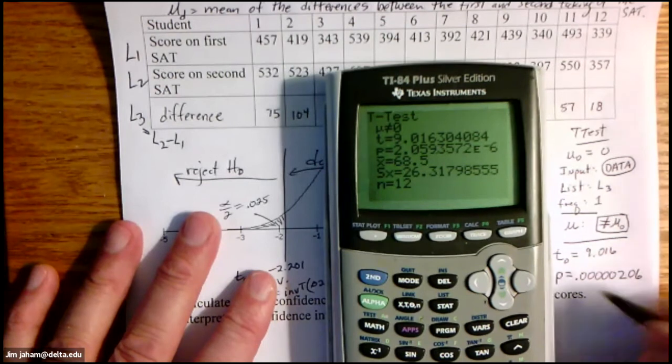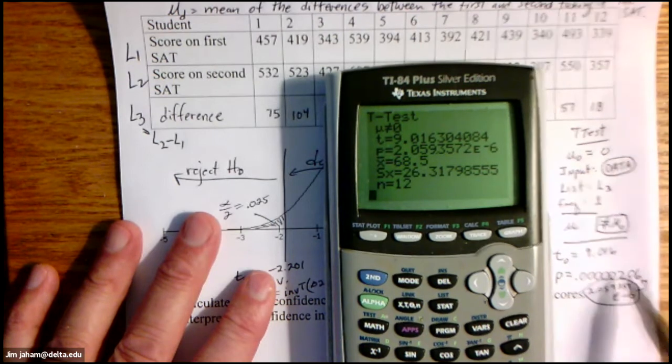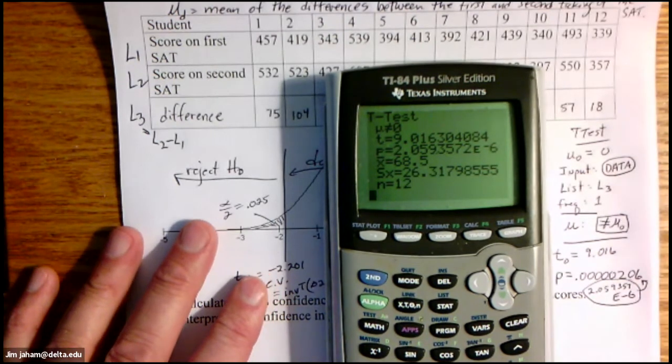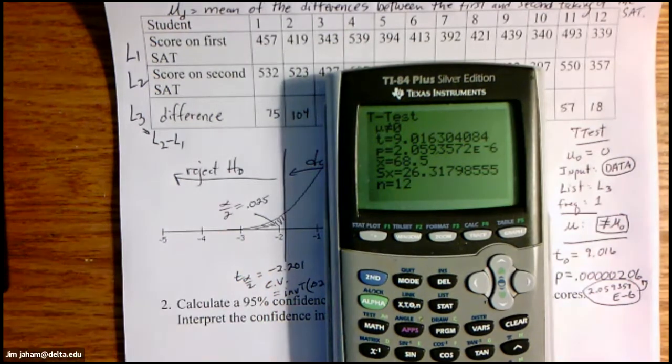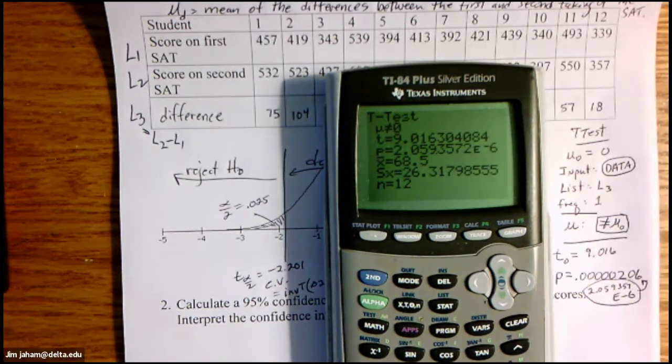So it's 2.05937 E negative 6. All right. If you think it's 2.05, 2.05 is going to be larger than any alpha, so you're going to fail to reject the null hypothesis. And if you did that, then you'd get the exact opposite decision that you want.